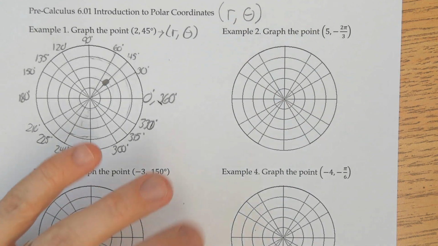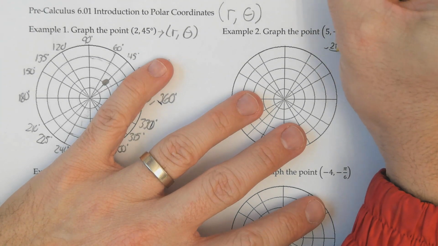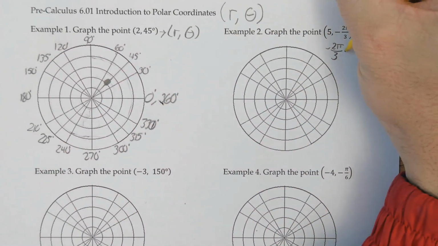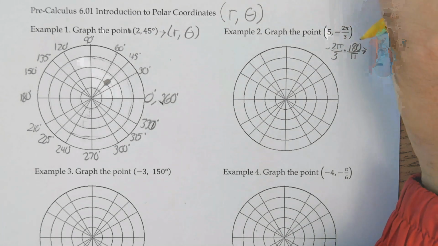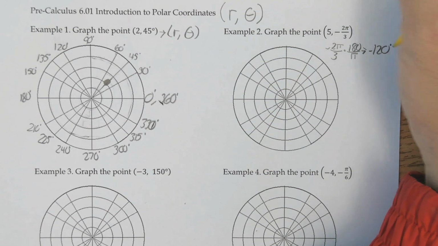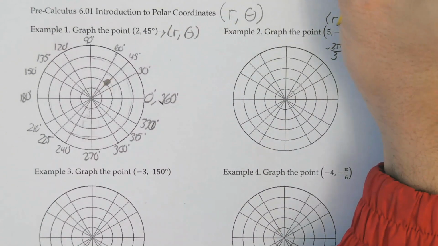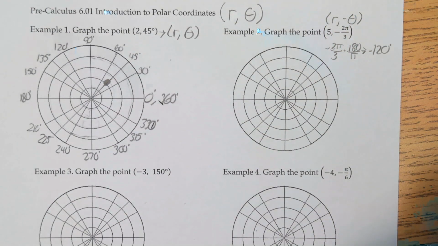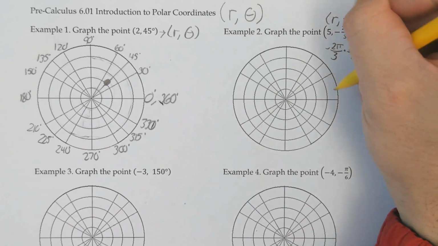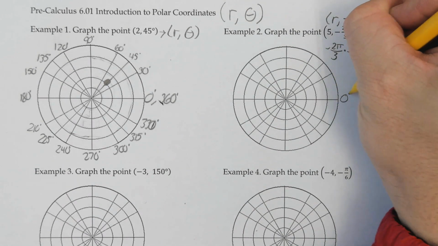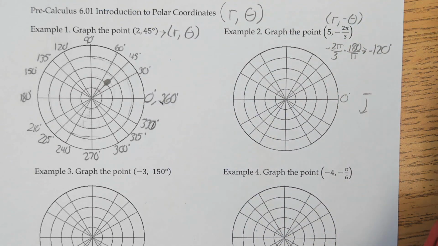Example 2 here now: 5 comma negative 2 pi over 3. First off, let's change that negative 2 pi over 3 to degrees, a lot easier that way. I'll multiply it by 180 over pi, and when you do that, you're going to be left with negative 120 degrees. Recall, look at this time though, our form is positive r but a negative theta. So we want to find 5 comma negative 120. Recall when you go negative like this, you're going to go clockwise. And so it's going to look like this.